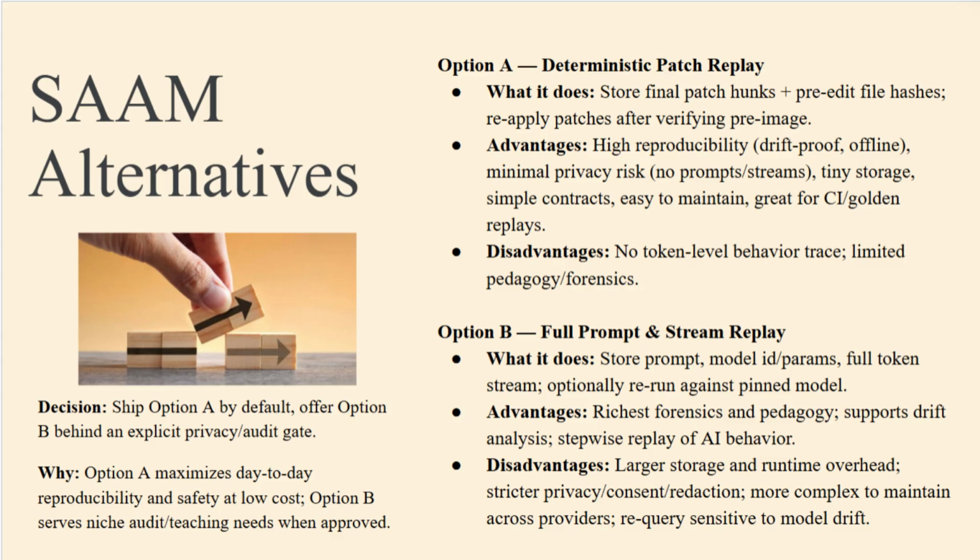The second option is full prompt and stream replay. This records everything, including prompts, model parameters, and the full token stream. It offers maximum transparency and is useful for debugging or auditing model behavior. The issue is that it's much heavier and it requires larger journals, updated provider adapters, and stricter privacy handling, and is more sensitive to model drift. Overall, option 1 is practical and low risk, while option 2 gives deeper insight at a significantly higher cost.